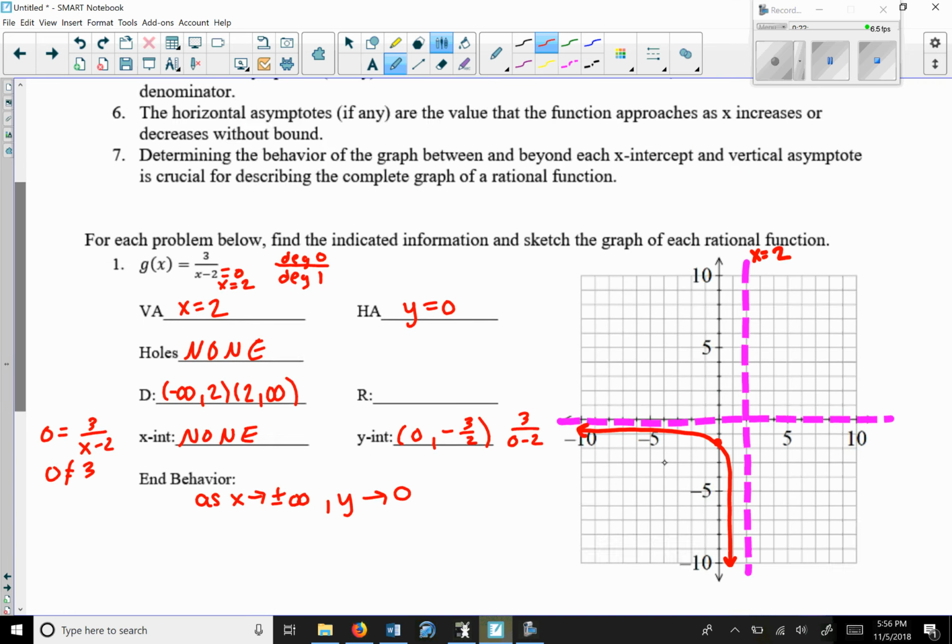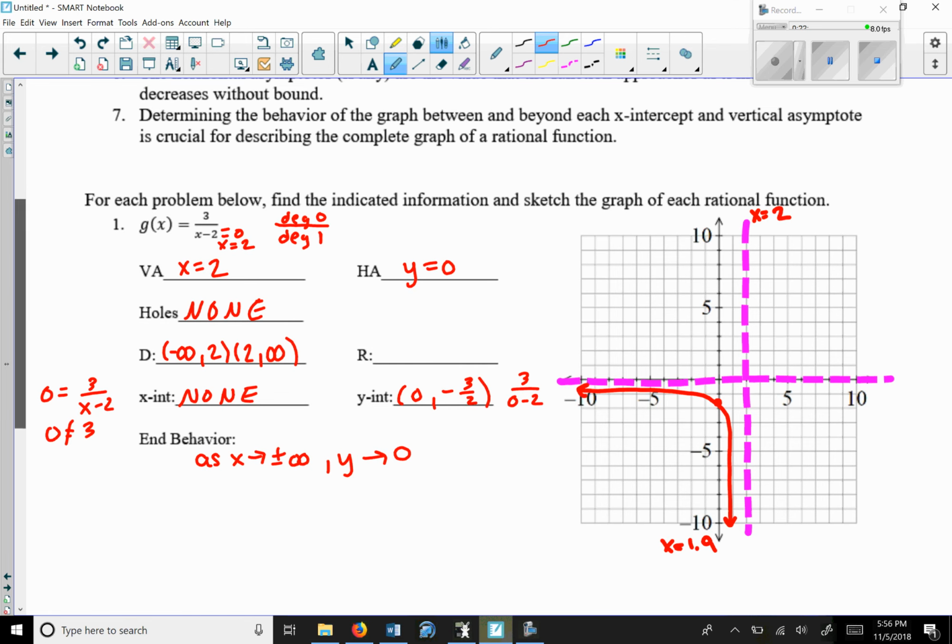To the left of 2 would be 1.9. If I think about plugging 1.9 into my original equation, which is 3 over x minus 2, then 1.9 minus 2 in my denominator gives me a negative number, negative 0.1. Remember we said when we have a number over a very small number, it's a very large number. In this case, it's negative, so that's why it's going down to negative infinity. To the right side of 2 would be an x value of 2.1. If I plug that in for x, I would get 3 over 2.1 minus 2, which is a positive number. So I know that this part of my graph up here is going to be in this region.